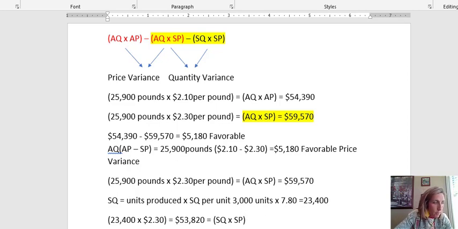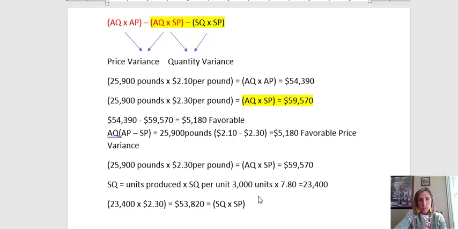I'm going to compare that to this AQ times SP. That's what my formula says. How much actual quantity did you use, and how much should you have used? So the final part of this problem would say you're going to take 59,570 and you're going to subtract 53,820, and this will be your quantity variance.